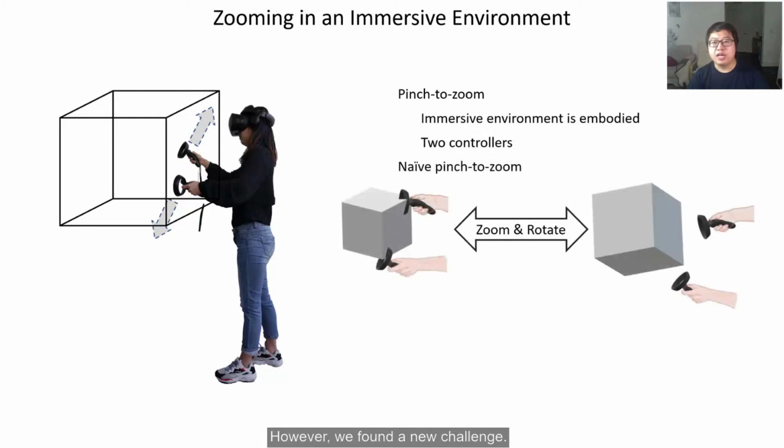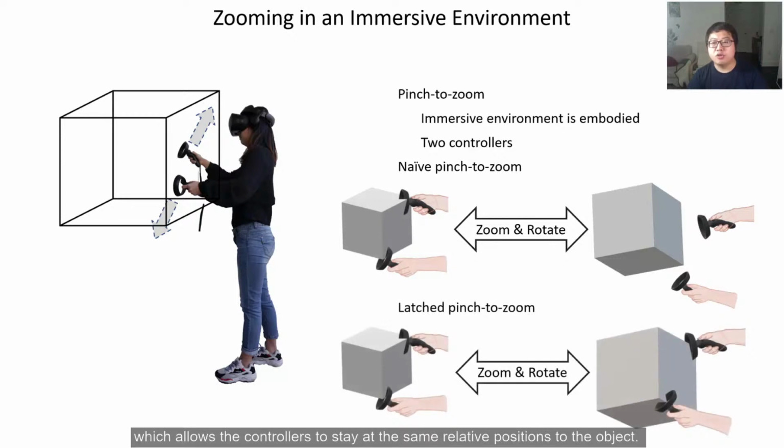However, we found a new challenge. The native pinch to zoom method only considered the scale of the object, but during the zoom, the user may also move and rotate the object. Only changing the scale may make the object move away from the controllers, which obviously affects the user experience. To tackle this issue, we implemented a latched pinch to zoom mechanism, which allows the controllers to stay at the same relative positions to the object.